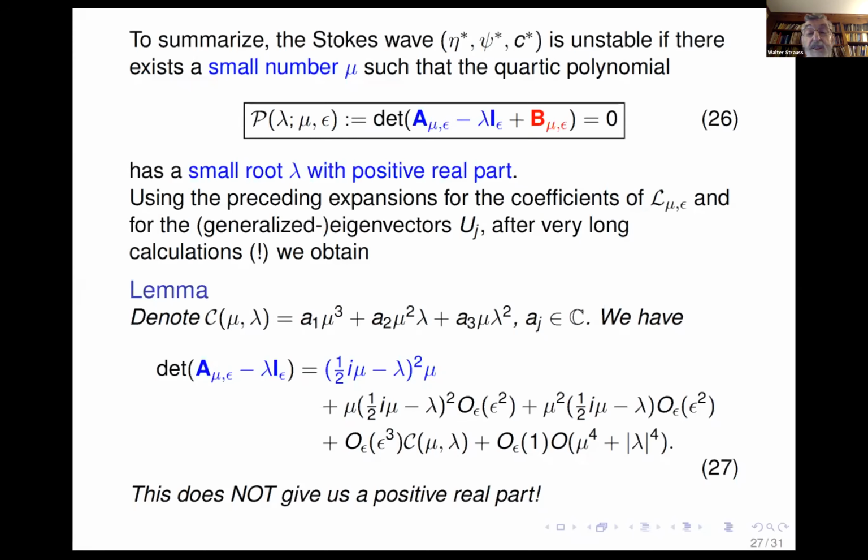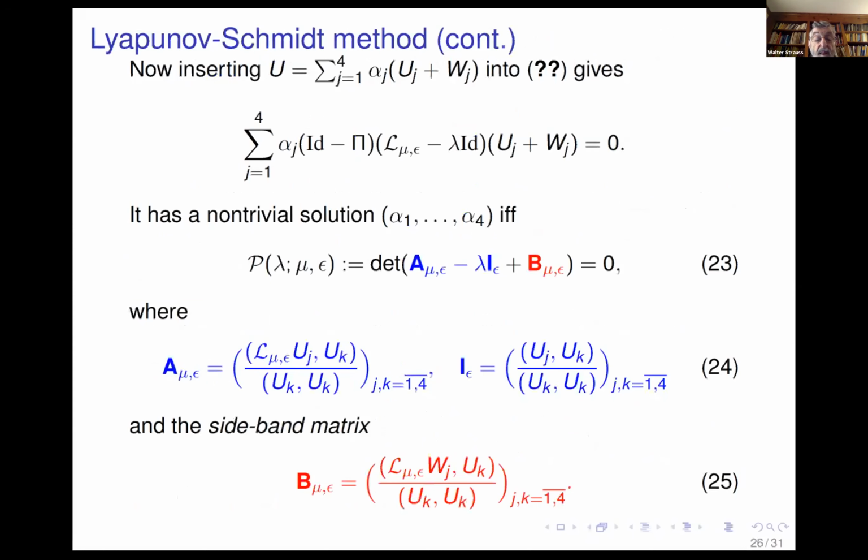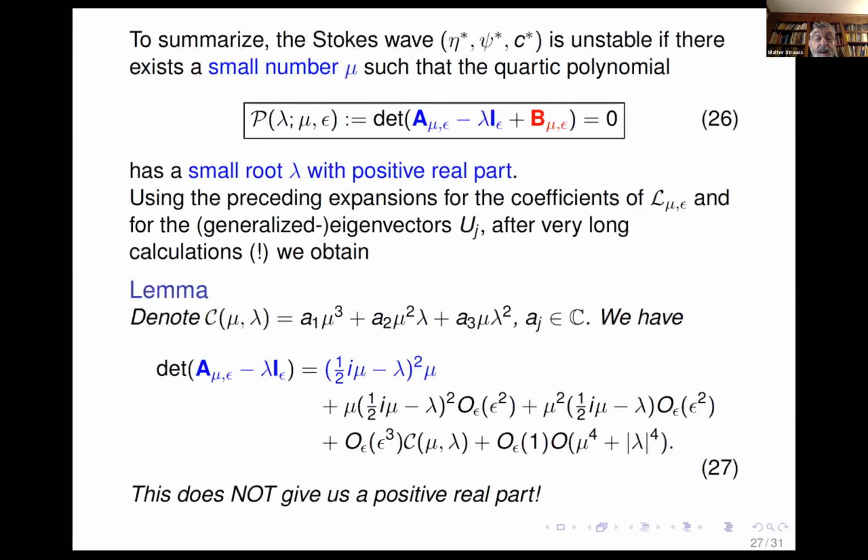Anyway, we compute and we find that if we ignore the B matrix, which is the sideband matrix, then we get this expansion for the determinant. Now we want to find a solution lambda with a positive real part. But you see in blue here in formula 27, it looks like lambda is approximately 1/2 I mu. That's imaginary, no good. That's not what we're looking for. So we have to look at the other term, that other part involving the B, which I write in red to emphasize it.